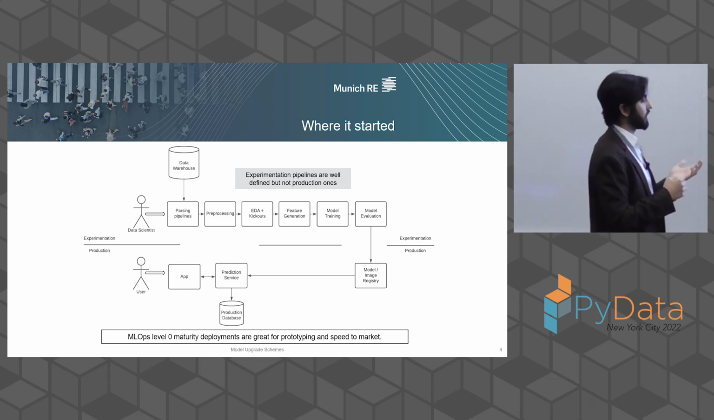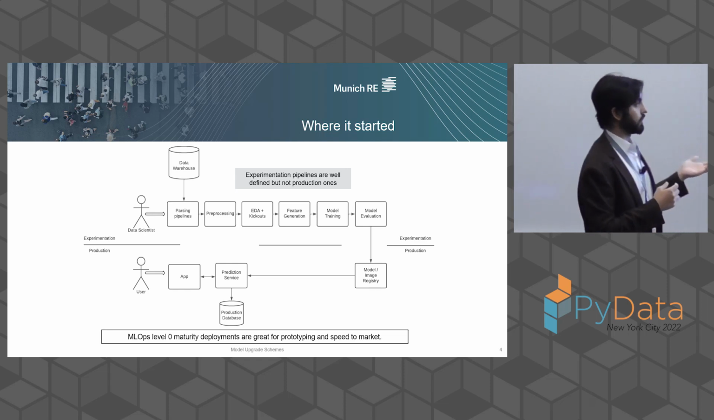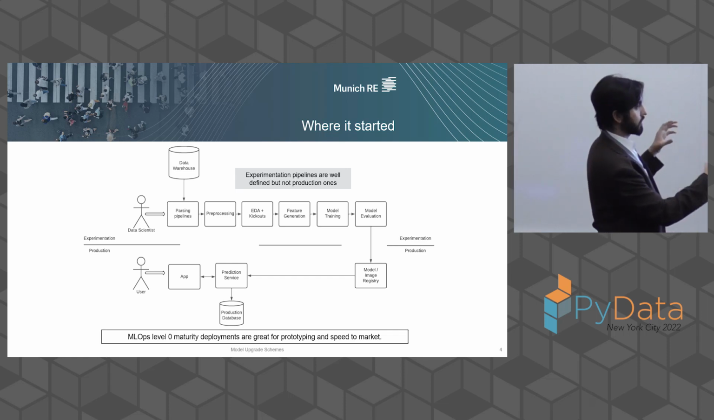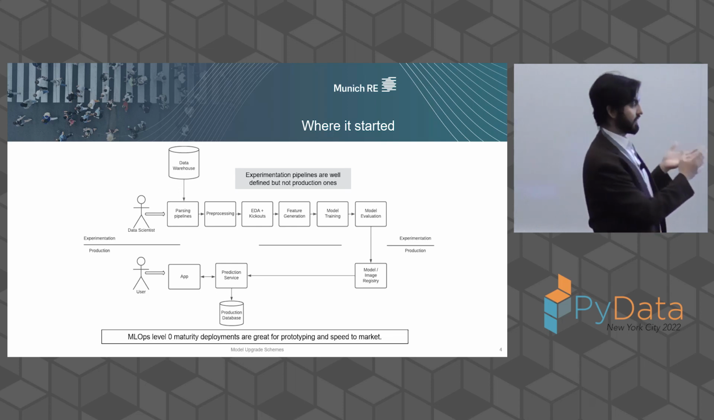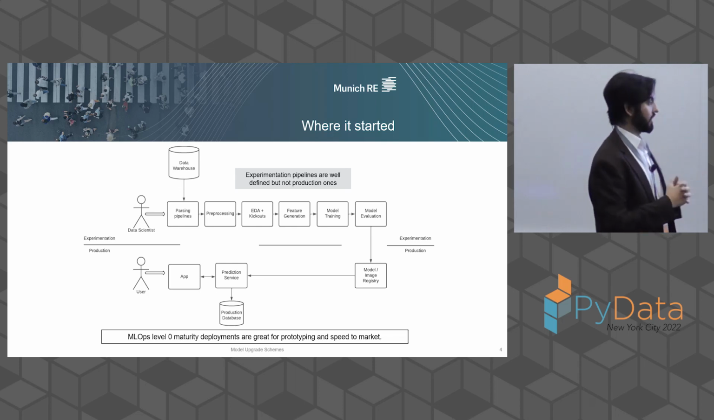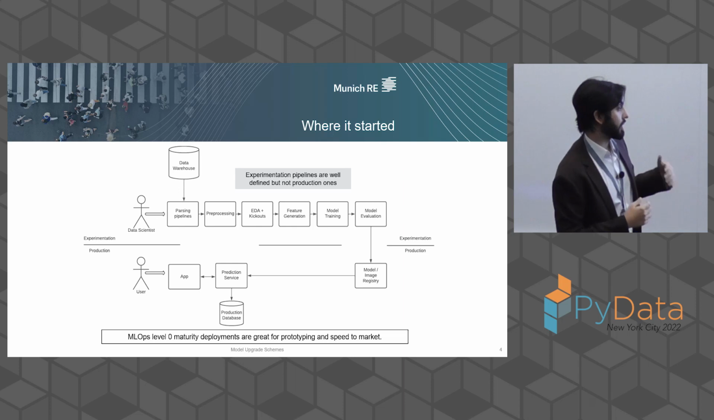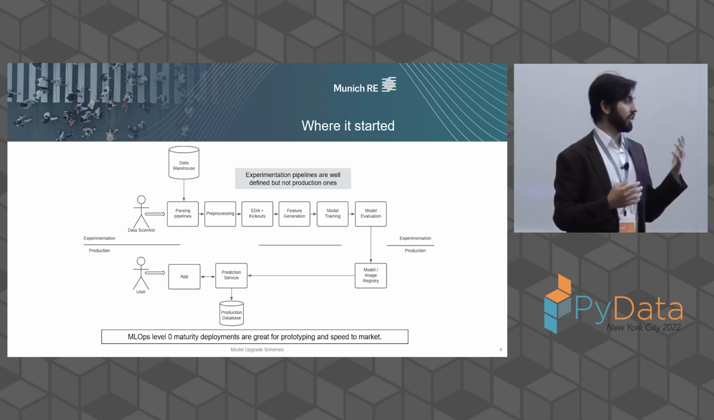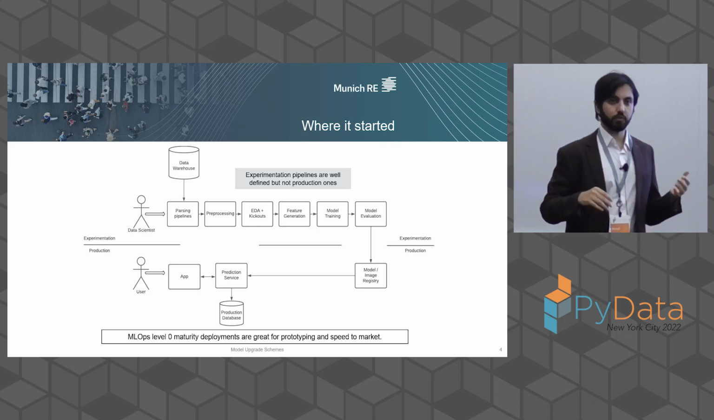And this is what we also call an MLOps maturity level 0 deployment, because it's very well defined in experimentation. But when you're talking about production, it's kind of wonky. You don't really want to have something like this when you're serving a big client. It doesn't mean that this is a bad solution. ML level 0 deployment maturity deployments are very good when you're prototyping and for speed to market.